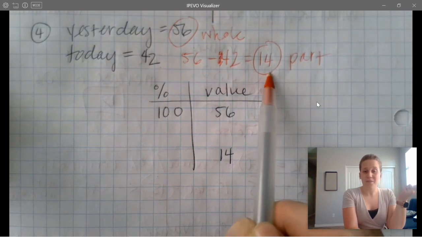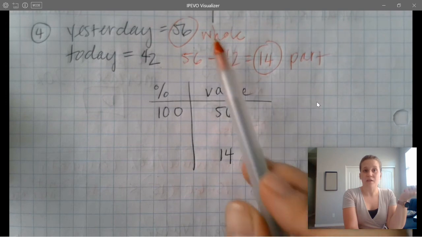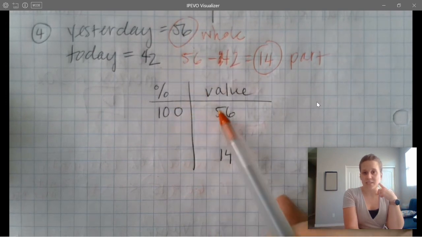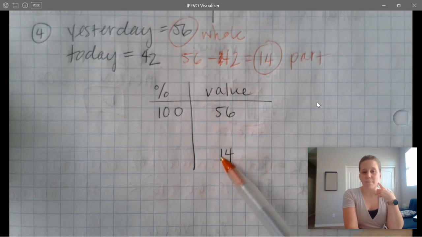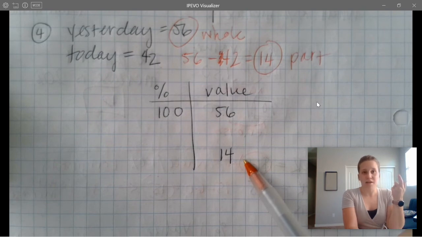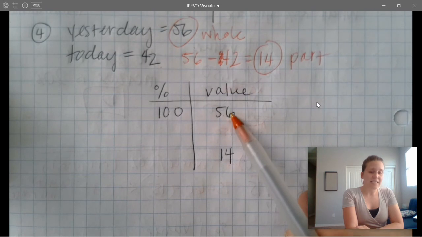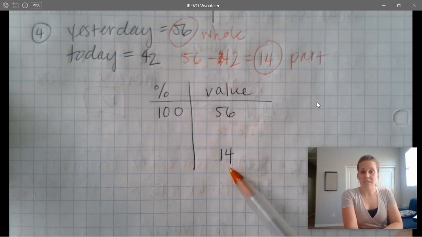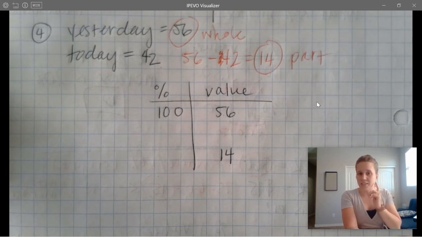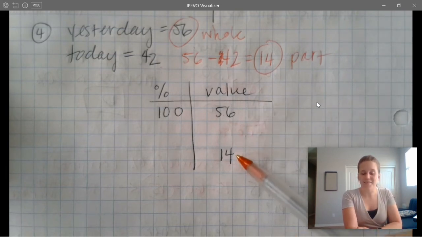So I'm looking for what percent is 14 of the original amount, right? So 100% is 56, that's yesterday's score. I want to know 14. I don't know how to get from 56 to 14. That's not a multiplication division fact that I know off the top of my head. Could use my calculator to figure it out, but I'm going to go ahead and try a mental math strategy instead. Can you think of a number that goes into 56 and 14 evenly? I'm asking what's a common factor of 56 and 14?